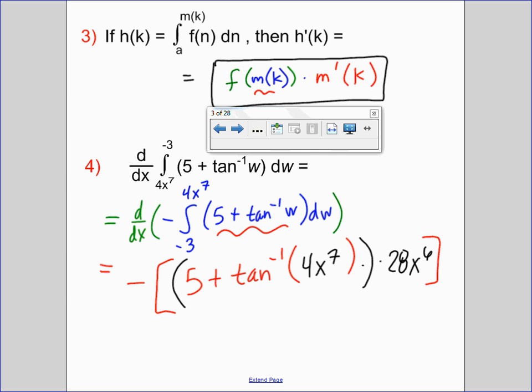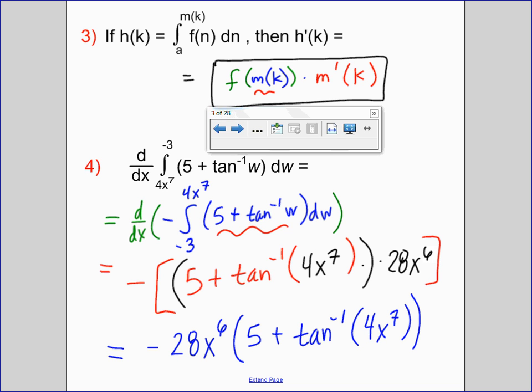Put it all together, and I better do one more rewrite, because I want it PDF-able. It's going to be negative 28x to the 6th times quantity 5 plus inverse tangent of 4x to the 7th. Let's go ahead and write that. Negative 28x to the 6th times quantity 5 plus the inverse tangent. There we go. I think we've got it worked out now.